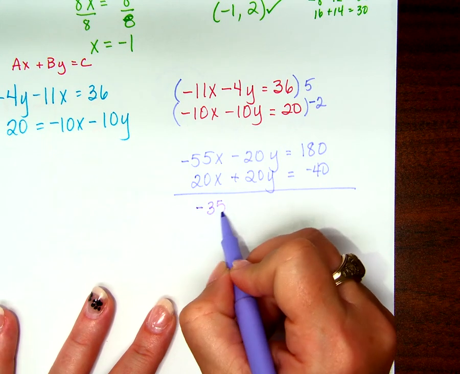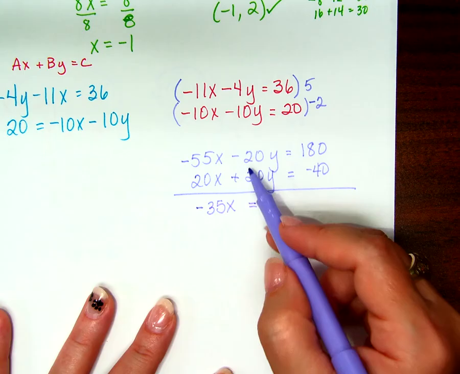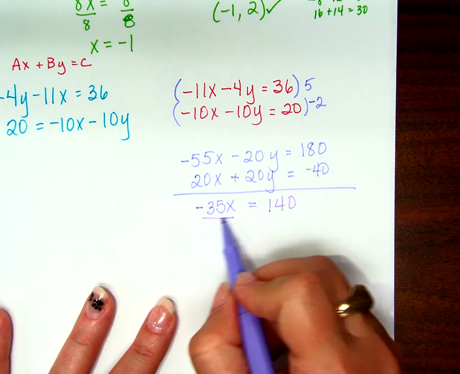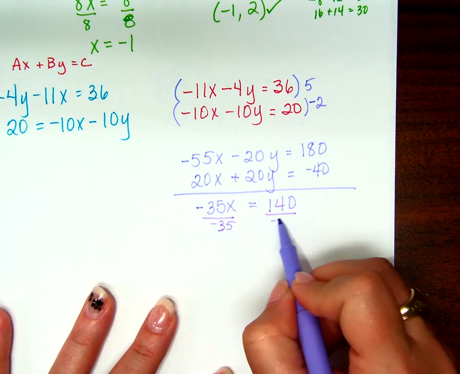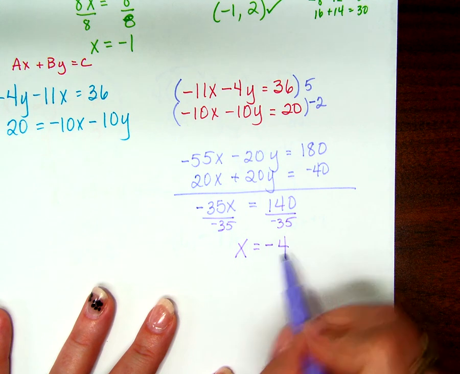Negative 35x equals, yeah, the y is 0, right? Equals what? 140. Divide by negative 35. x equals negative 4.